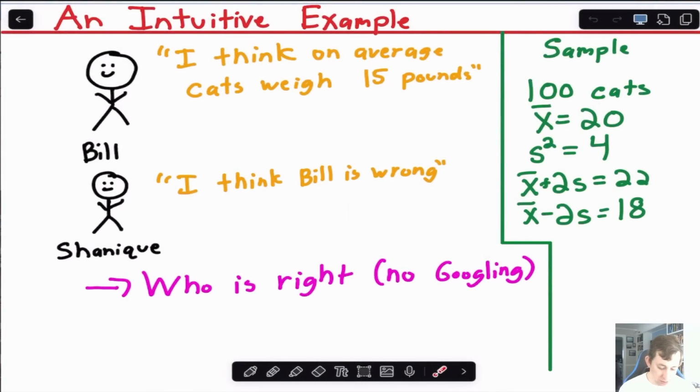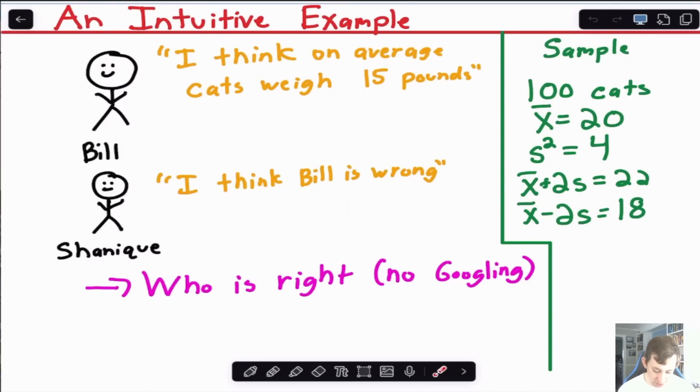So maybe you're Bill, and maybe Bill and Shanique are arguing, and Bill says, I think on average cats weigh about 15 pounds. Shanique says, I don't think that's right. I think you're wrong. I don't think cats weigh on average 15 pounds. We're trying to basically find a more formal way to test whether Bill is right or not.